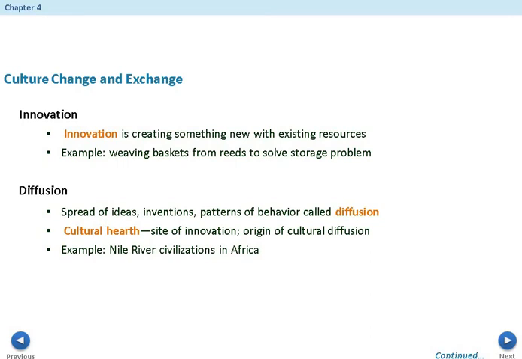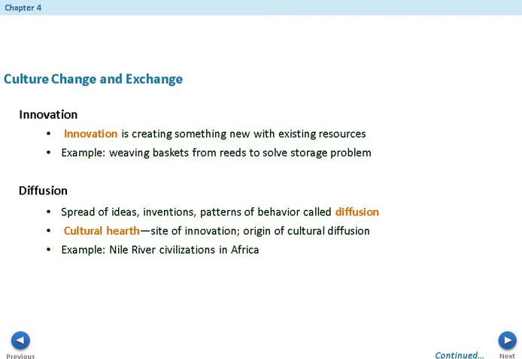Now, we also see an innovation, and this is basically how culture goes throughout the entire world. Innovation is created when something new is created from existing resources. So, for example, and I'm going to use a different example than the book does, if you cut down trees, those trees could just be something for firewood and things like that. But an innovation would be if somebody came along and said, hey, wood floats, we're going to go ahead and hollow out the wood and build a canoe. That would be an innovation. That's creating something new with existing resources.